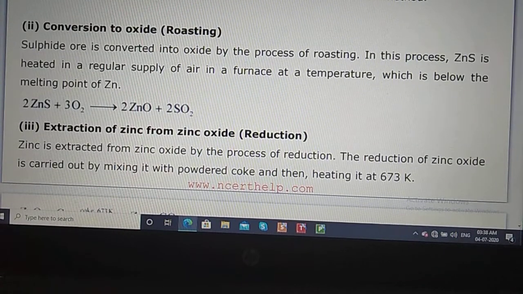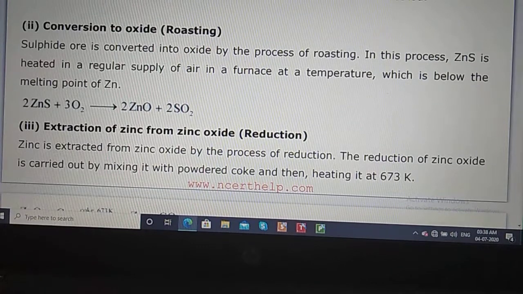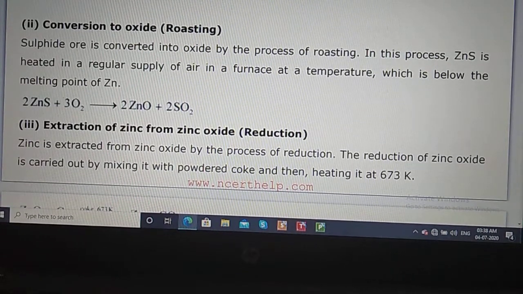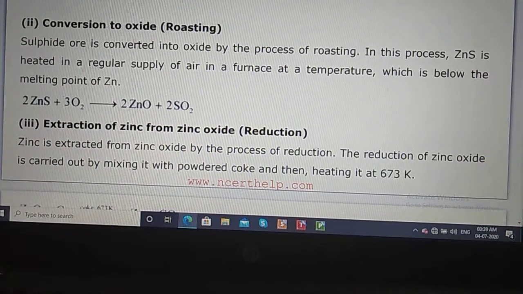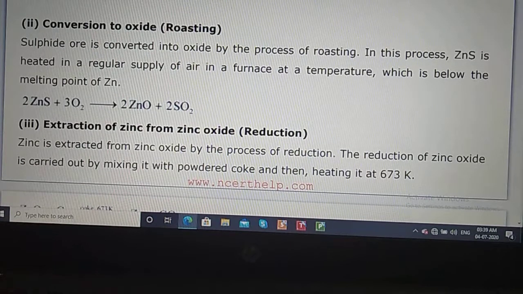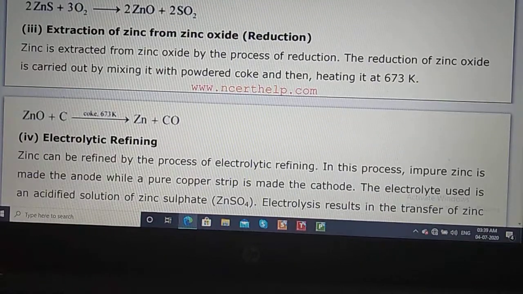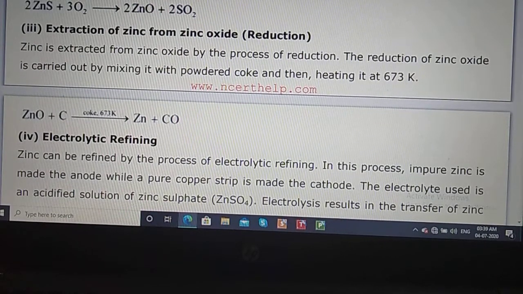In this process, ZnS is heated in a regular supply of air in a furnace at a temperature below the melting point of zinc. So when we do the roasting in the presence of air, it gives zinc oxide, ZnO. Now this ZnO is going to be reduced. So how do we reduce this ZnO? Extraction of zinc from zinc oxide is by reduction. Zinc is extracted from zinc oxide by the process of reduction.